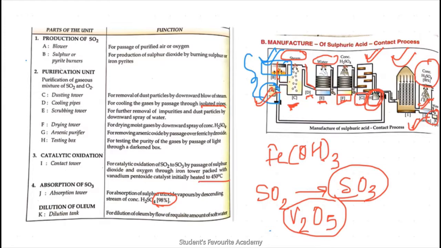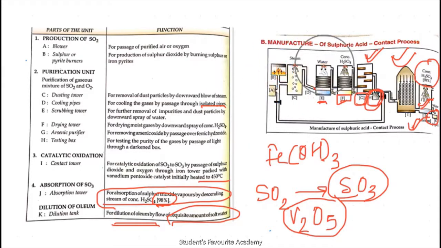Here, what is happening is the dilution of oleum by flow of a requisite amount of soft water. Okay, so whatever product I am getting here upon the reaction of H2SO4, I'll be diluting by using only soft water, children. When we talk about soft water, it means it should not have any magnesium and calcium salts in it. Okay, and requisite amount means what, children? That the amount should be the required quantity.